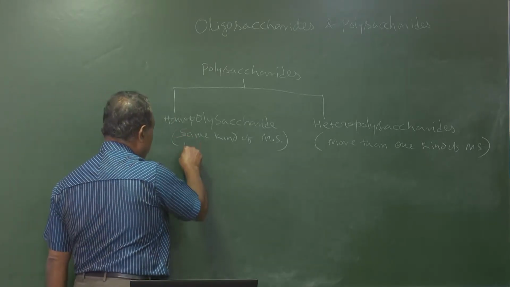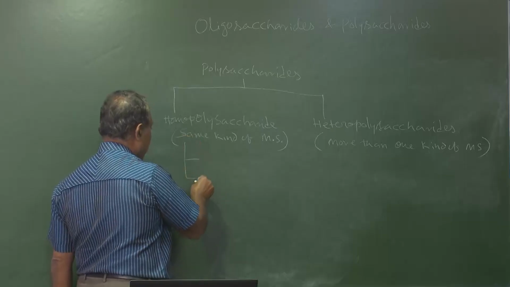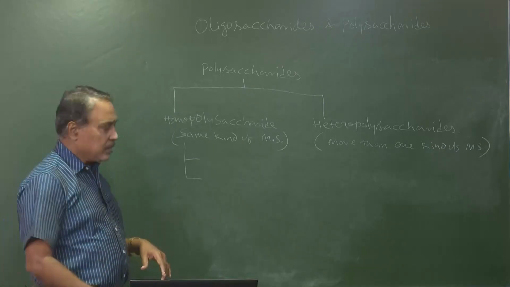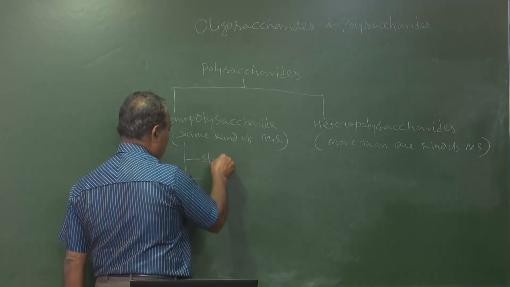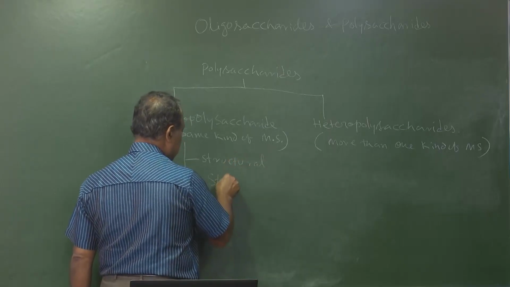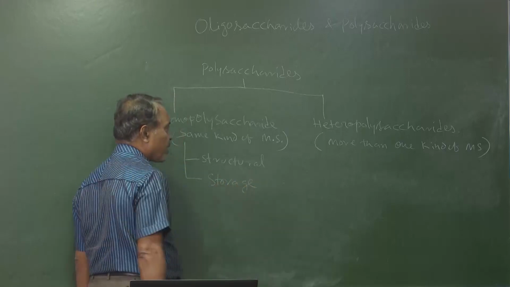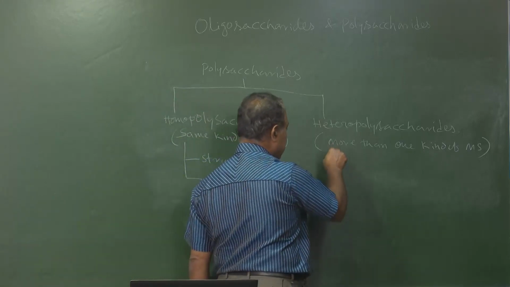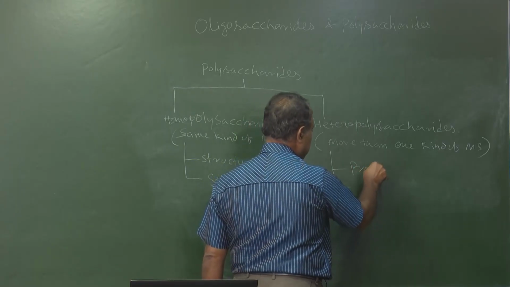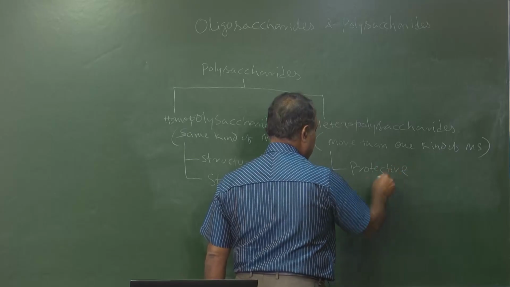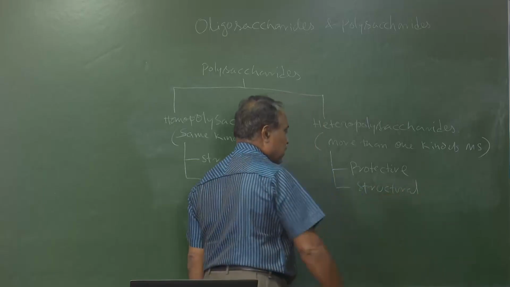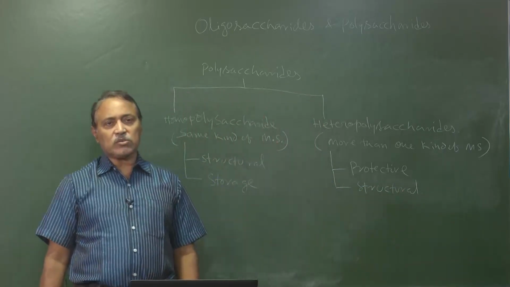So now this homopolysaccharide, we can divide them into two further categories. They are structural and storage. And when it is heteropolysaccharide, we can say they are protective and structural. They are never used for storage.